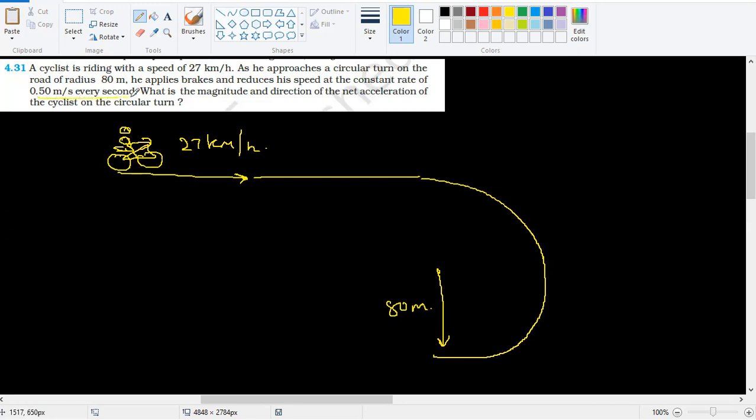So what does this mean? Anybody? What is the meaning of this? Deceleration. Deceleration, very good. So that means the speed is reducing at a constant rate. So every second the speed is reducing by 0.5. So in the first second, suppose if it was say 5 meter per second, after 1 second it will be 4.5. After one more second it will be 4. After one more second it will be 3.5. So it keeps on decreasing for every second.